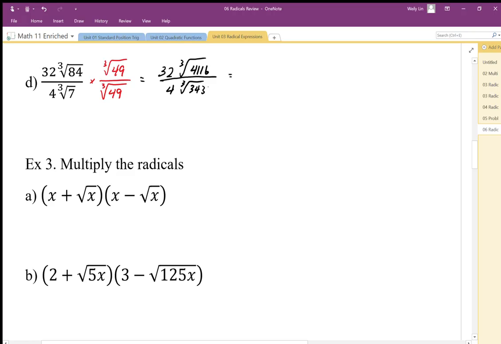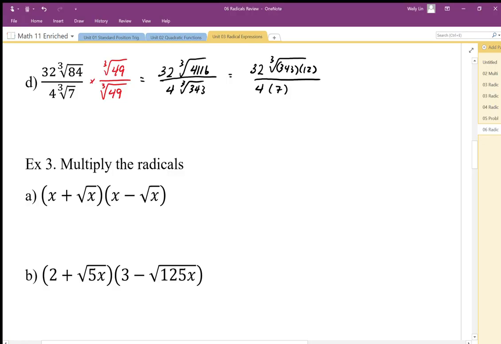Okay, we can simplify the denominator here. This becomes 32, and there are some perfect cubes involved in here. In fact, there's a perfect cube of 7 cubed. So if I divide 4116 by 343, this is actually equal to 343 times 12 over 4, and then the cube root of 343 is 7.